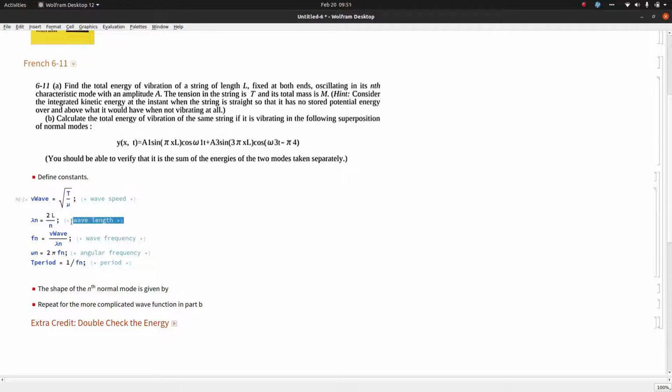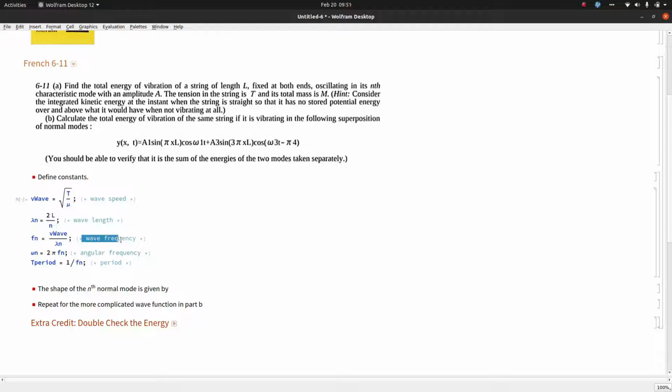We also have the wavelength. So for a string that is fixed at two ends, the maximum wavelength would be 2L, 2 times the length of the string, because you only get half of the wave in the first mode. And we can derive from that that the wavelength, lambda n, is going to be equal to 2L divided by the mode number n.